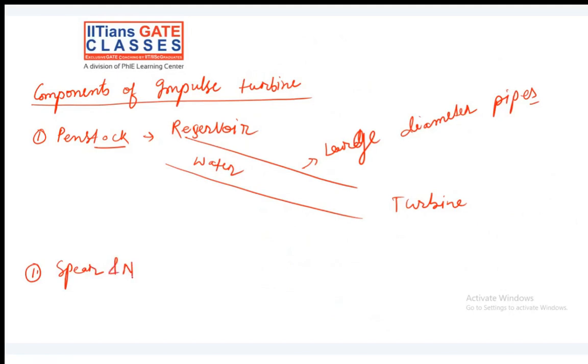Spear and nozzle, what are these things? Nozzle we understand; what is the spear? See, at the end of the penstock there is a nozzle provided, right? Which converts pressure energy into kinetic energy, this we know. Now what happens is that through this nozzle, let me draw it again.